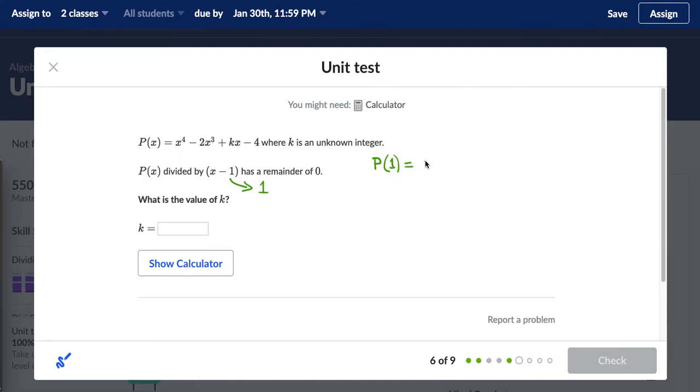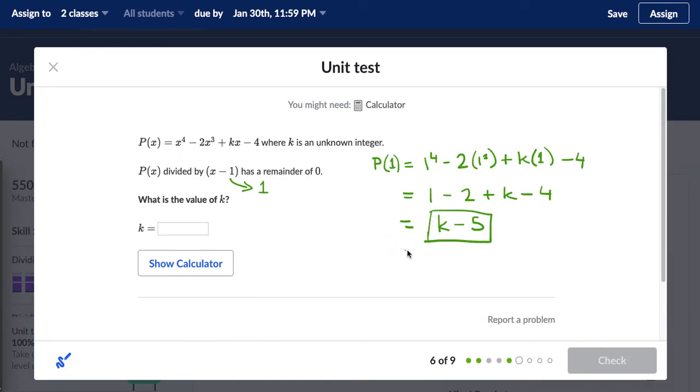So p of 1 is equal to 1 to the power of 4 minus 2 times 1 to the power of 3 plus k times 1, right? We'll leave k in there, and then minus 4, right? So that's the first thing we do, okay? So let's solve that. That's 1 minus 2 plus k minus 4, and keep on going with that. 1 minus 2 is negative 1, minus 4 is negative 5, so we've got k minus 5. Right, so p of 1 is k minus 5, right?